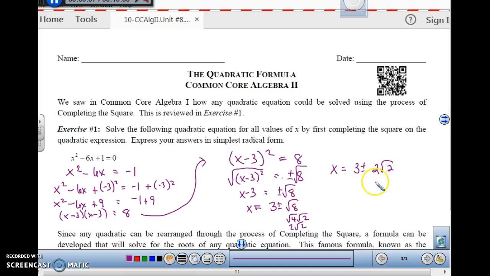Now remember, this is really two answers. This is 3 plus 2 times the square root of 2, and it's also 3 minus 2 times the square root of 2. The plus or minus actually means there's two values there. Okay, now why am I doing this? Well, this leads up to where the quadratic formula comes from.